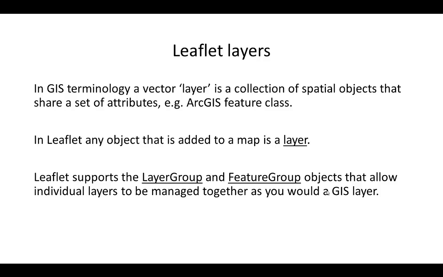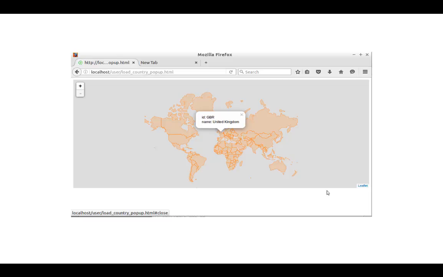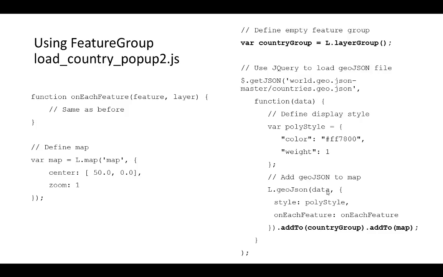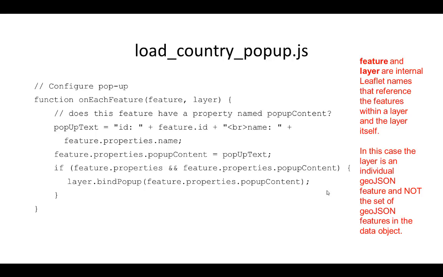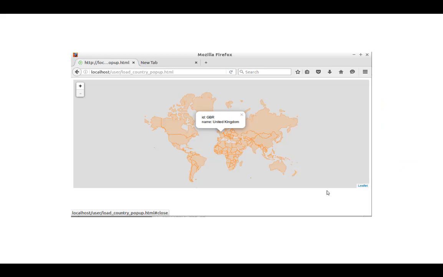Leaflet supports layer group and feature group objects that allow you to group individual layers together so that you can manage them as you would an ArcGIS feature class, as one item. I'll show you that and then we'll have a break. So here's the pop-up. In this code, popup country 1, what I end up with is a map with one layer for each country.